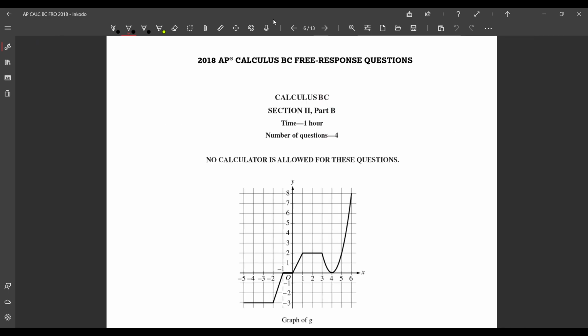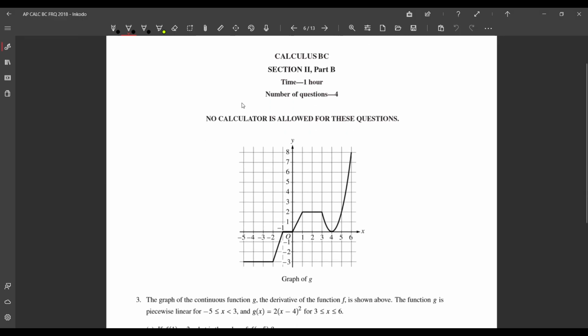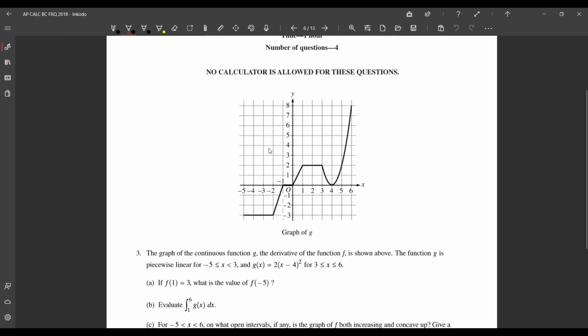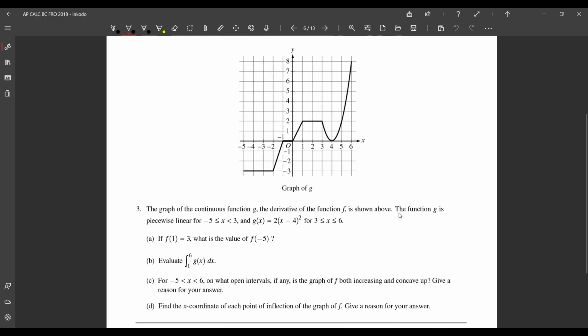All right, so now we're on to part B. No calculator is allowed, so I am putting away my calculator. Honestly, the non-calculator part's my favorite. The graph of the continuous function g, the derivative function f, is shown above. If f of 1 equals 3, what is f of negative 5?